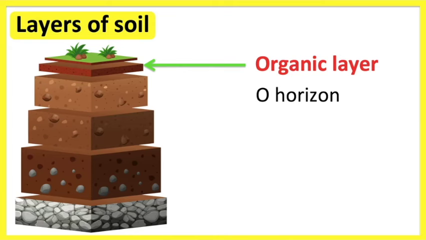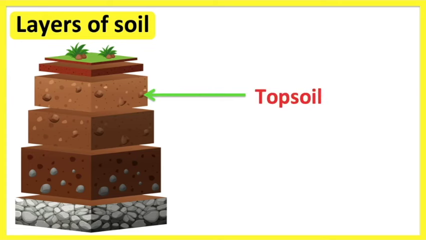Humus contains many nutrient materials that are required to improve health and fertility of the soil. We can identify how fertile the soil is at this layer. The topsoil is also known as A horizon. The topsoil is the layer consisting of organic matter and minerals which help plant growth. This is the layer in which we plant seeds. Both plants and organisms live in this layer.